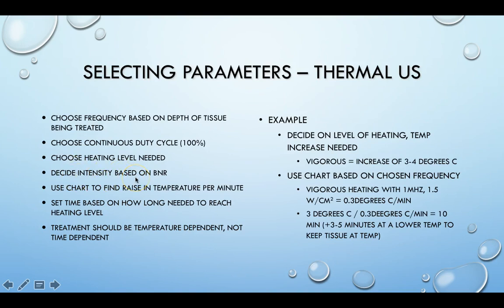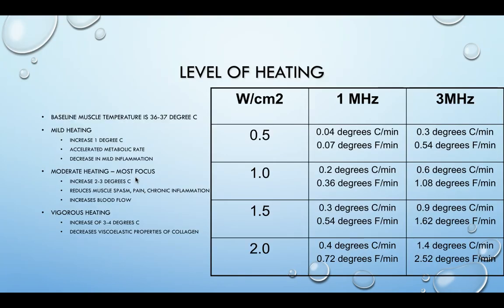Then we have to decide on our intensity, and that could be due to the BNR. We might also end up adjusting this midway through if someone says that it feels too intense. Maybe we go lower and do a longer treatment. But most of the time, the only real thing that limits us is the BNR, and keeping that in mind. So then once we've picked our depth and we've picked what intensity we want, let's say in our example we're going to talk about 1.5. Okay, so we pick this 1.5 watts per centimeter squared.